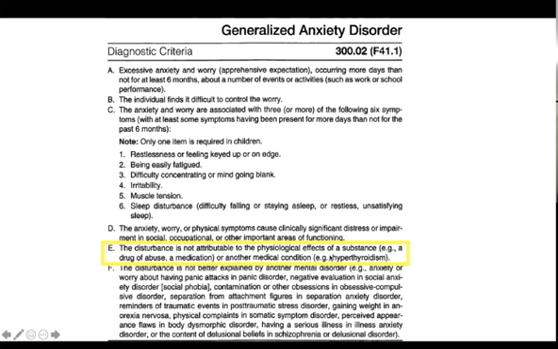Now, can someone have hyperthyroidism and also a generalized anxiety disorder? Yeah, that's definitely possible as well. And then the question becomes, how do we differentiate those two? And that is the second point of this lecture. So just hold on to that question and we'll get to it in a bit.